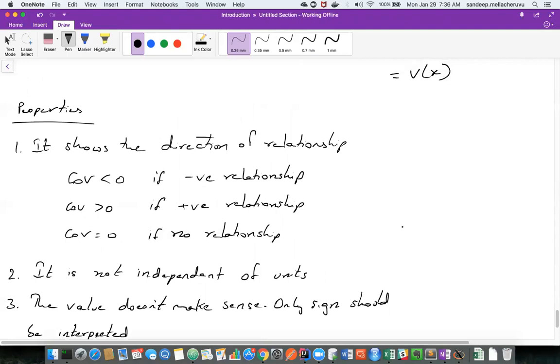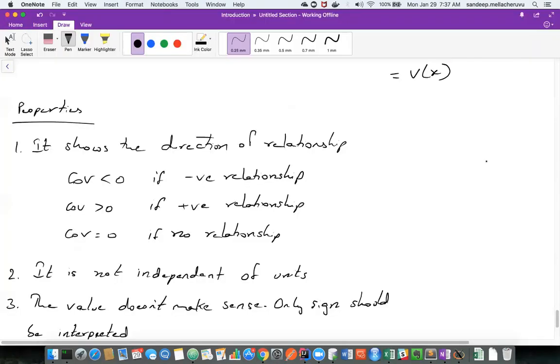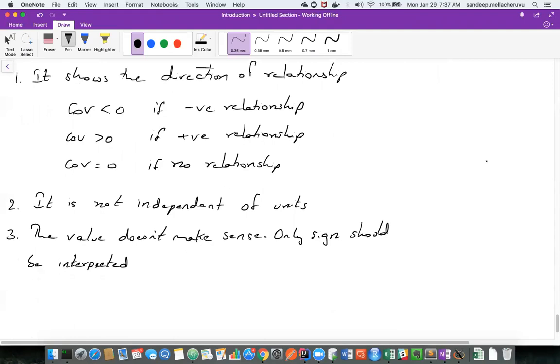Are you clear with this concept? How is it not independent of the units? Any measure that you take should always have a single value. If the value is changing, then the value doesn't make any sense. That's what I mean by the value doesn't make sense. Okay. Any questions?